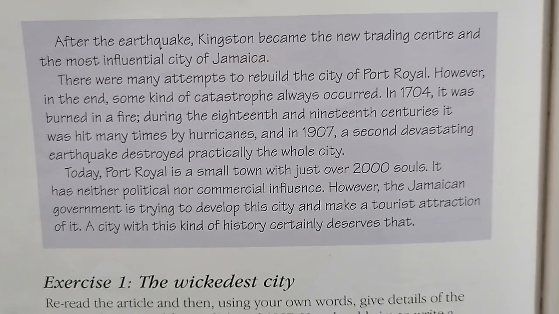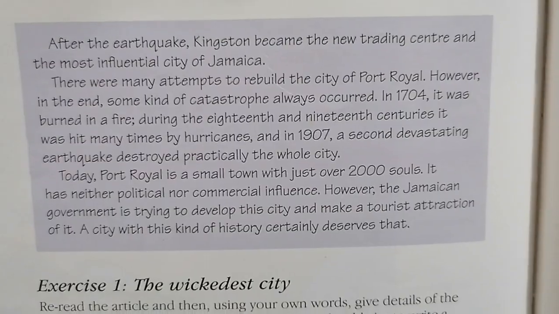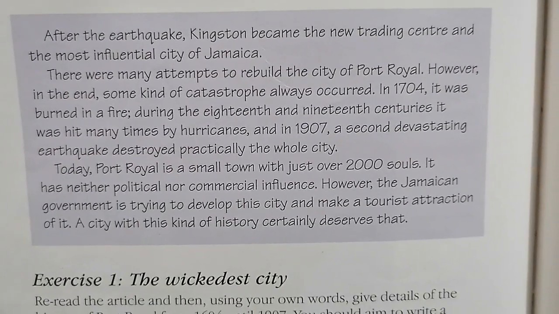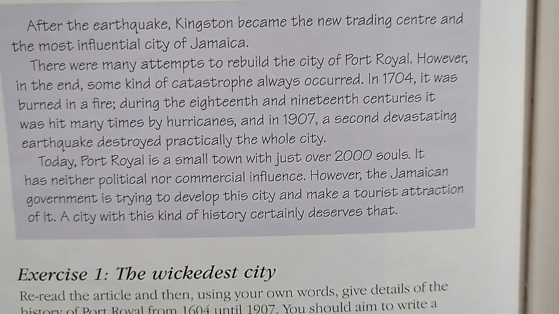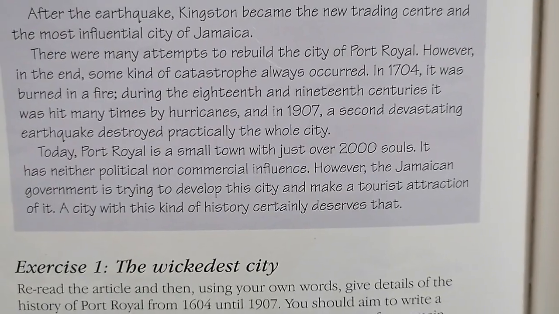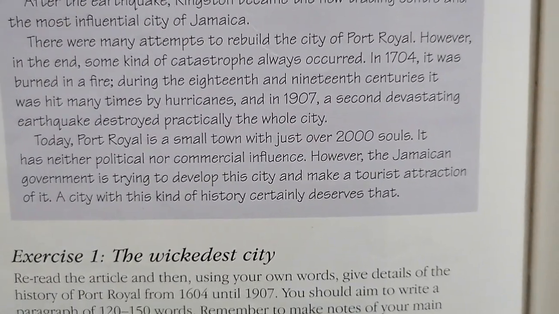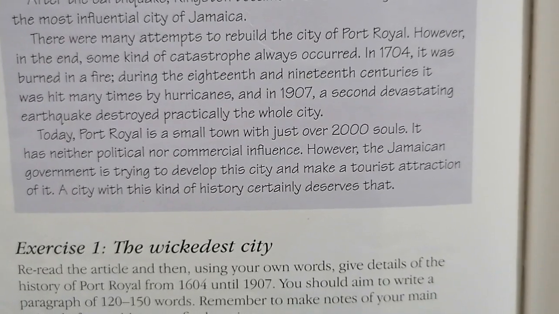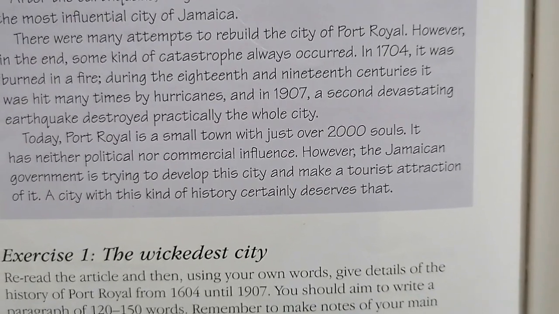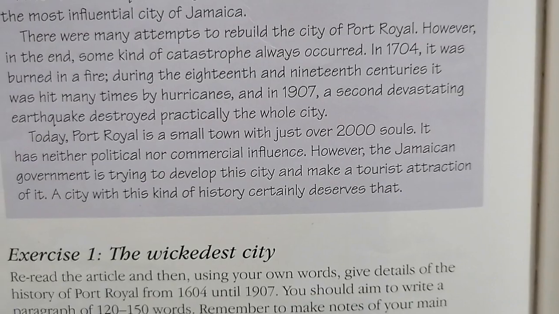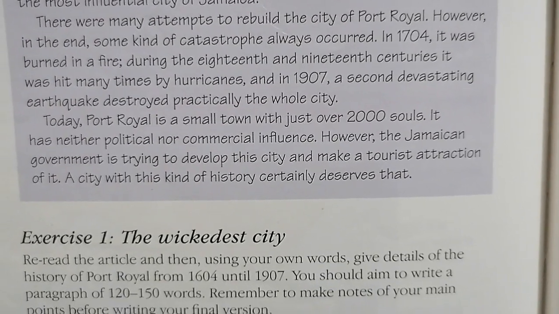There were many attempts to rebuild the city of Port Royal. However, in the end, some kind of catastrophe always occurred. In 1705, it was burned in a fire. During the 18th and 19th centuries, it was hit many times by hurricanes. And in 1907, a second devastating earthquake destroyed practically the whole city.